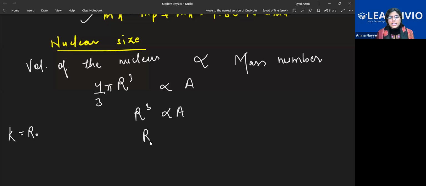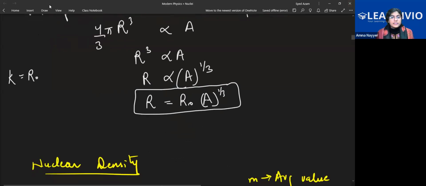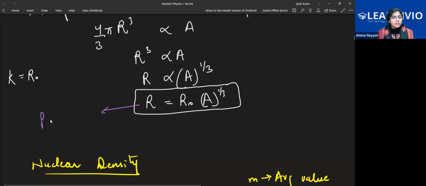So we can say that r will be directly proportional to A to the power 1 by 3. Now I'll put the constant. R is equal to r naught A to the power 1 by 3. So this is the whole formula of it. Now what is meant by this? Let us see. So look, R is the radius of the nucleus.